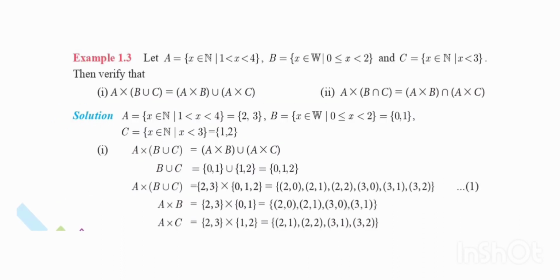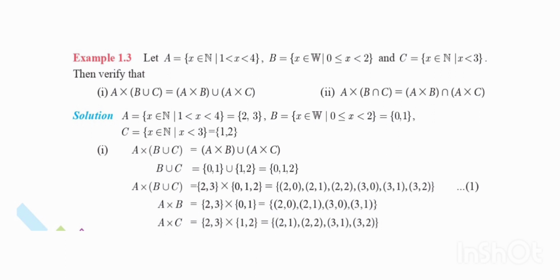Now example 1.3. The problem is: let A equal to the set of all x belongs to N such that 1 < x < 4, and set B is the set of all x belongs to whole numbers W such that 0 ≤ x < 2, and C is the set of all x belongs to N such that x < 3. Then verify that subdivision 1: A cross (B union C) equals (A cross B) union (A cross C). Subdivision 2: A cross (B intersection C) equals (A cross B) intersection (A cross C).